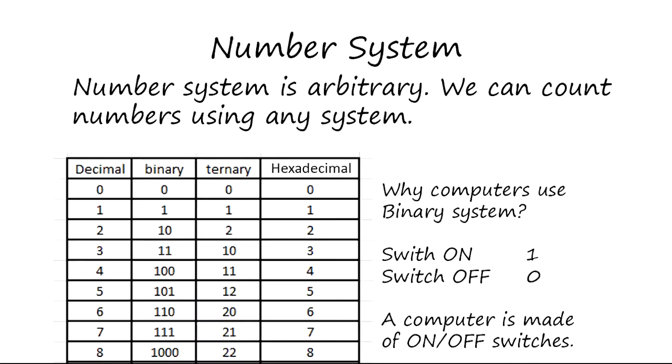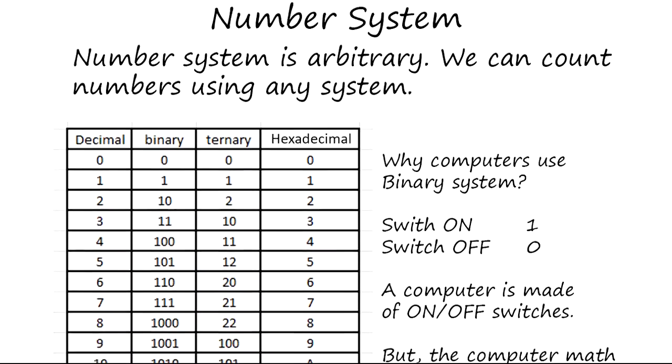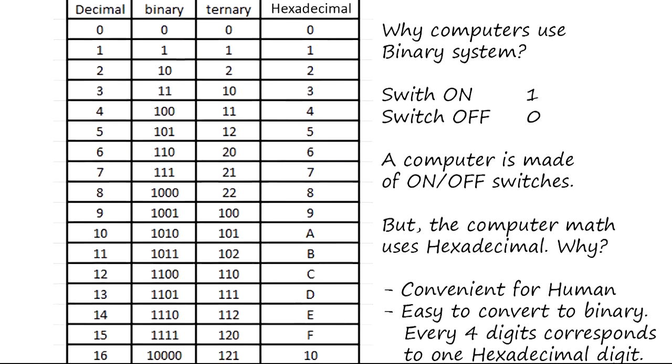Number system. We learn about number systems here. A number system is actually arbitrary. What I mean by that is we can use any number system and math doesn't change. But we use the so-called decimal number to count things. That's because we have 10 fingers.